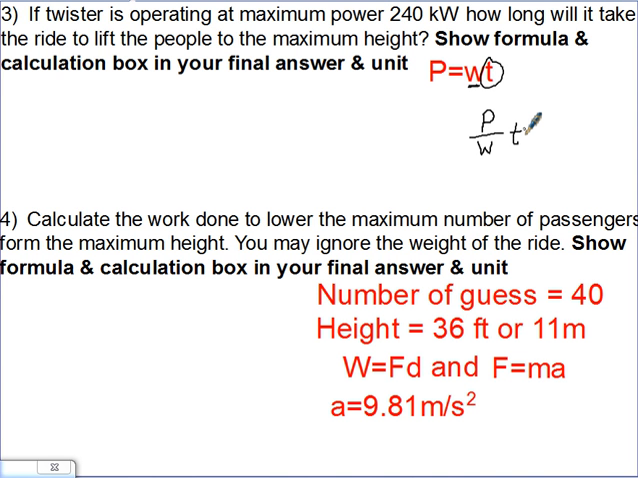Calculate the work done to lower it. That's going to be the same since you're using the same numbers, but it will be negative because it's going down, and vector convention says it's going down, so it'll be the negative value of the number that you got here.